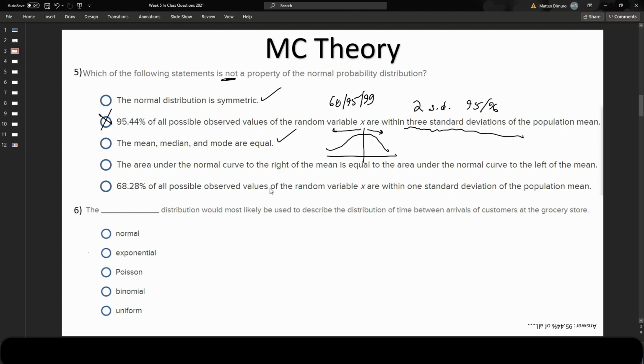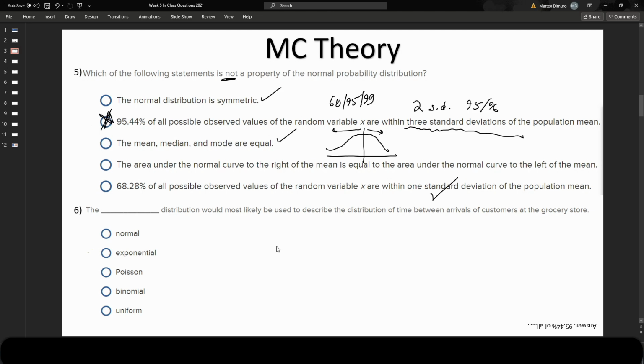And 68.28 of all possible observed values of the random variable x are within 1 standard deviation. Yes, that's true. That is true. 1 standard deviation of the mean, you get 68%. Yes, so this is definitely the answer.